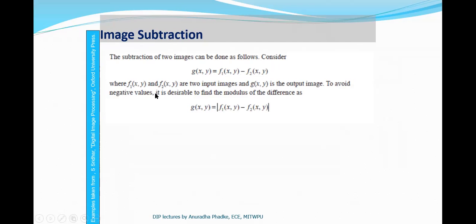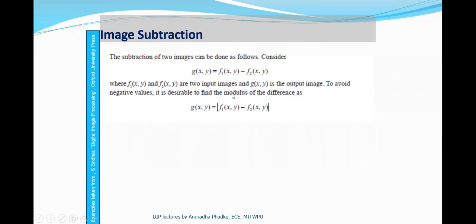When we apply the image subtraction operation, there is a possibility that you get negative answers. Say the pixel value at location (x,y) in F1 is 0, and the pixel value at the same location in image F2 is 100. 0 minus 100 gives you minus 100. So there is a possibility that you get negative results. So in many applications, we are simply interested in the amplitude of the difference.